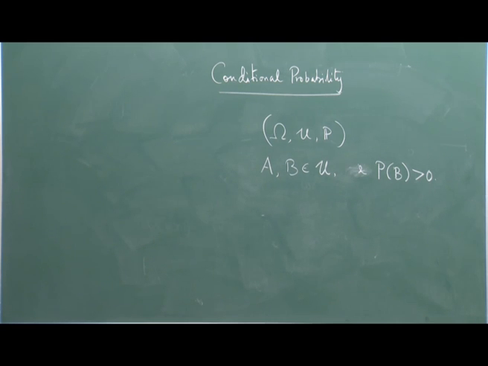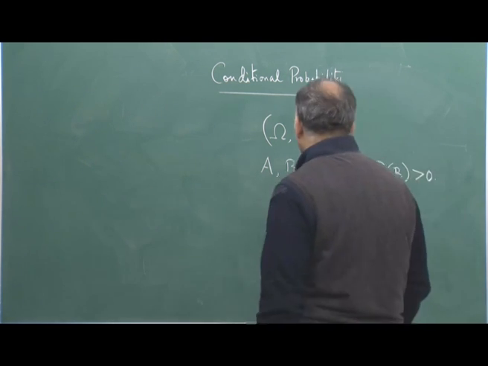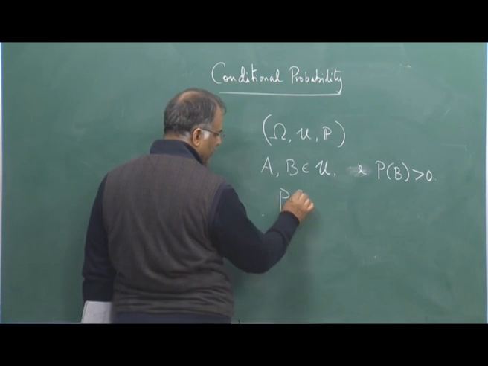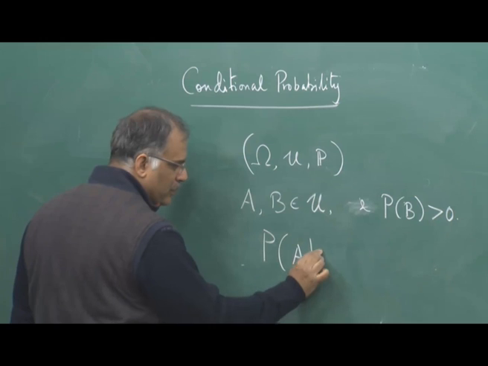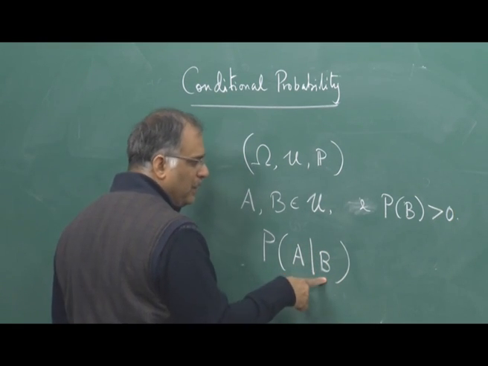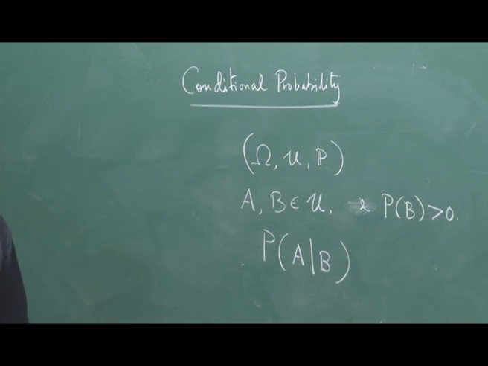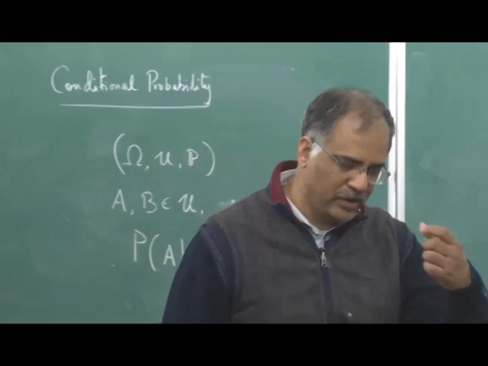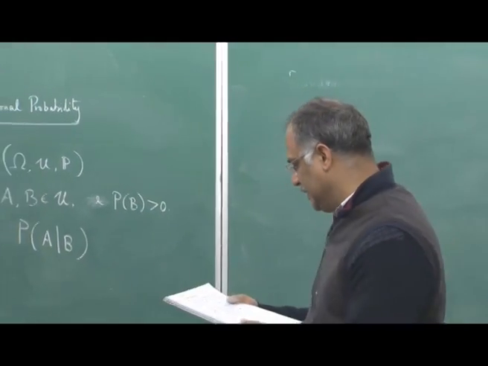Now suppose B has actually occurred. So what is the probability of finding A knowing B? This is symbolized as the probability of A given that B has occurred. And of course you have to assume that B has a positive probability of occurrence.